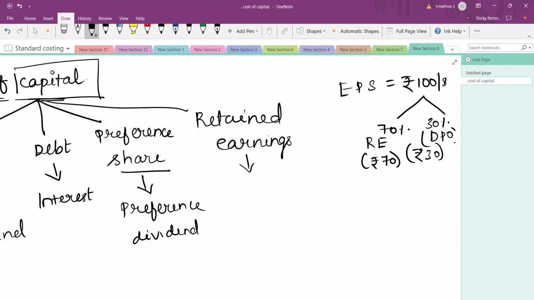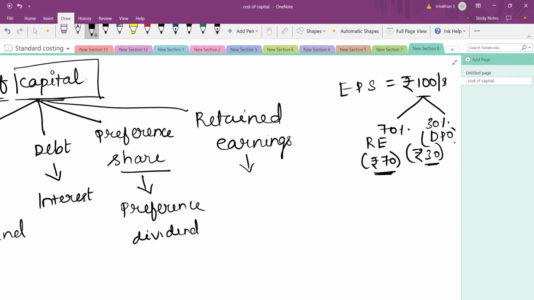So this 30 rupees belongs to the equity shareholders, right? The company has paid out 30 rupees, so this 30 rupees is in the hands of the equity shareholders. This 70 rupees is in the hands of the company, but the 70 rupees belongs to whom? The 70 rupees belongs to the equity shareholders, but it is in the hands of the company. To put it very simply, the 70 rupees is the equity shareholders' money, which is in the hands of the company. Right. So out of this 100 rupees, the company retained the 70 rupees.